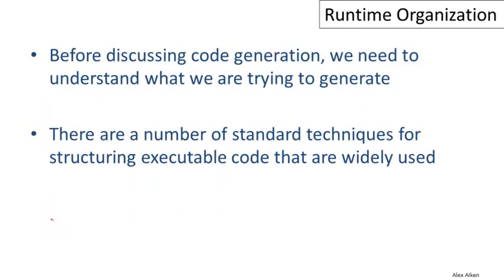And why is that? Well, because we need to understand what it is we're trying to generate before we can talk about how we generate it and have that make sense. So first we're going to talk about what the translated program looks like and how it's organized, and then we'll talk about code generation algorithms for actually producing those things. And this is a well understood area, at least there are some very standard techniques that are widely used, and those are the ones we're going to cover and encourage you to use in your project.